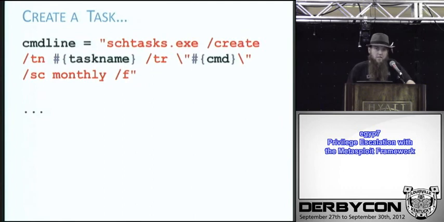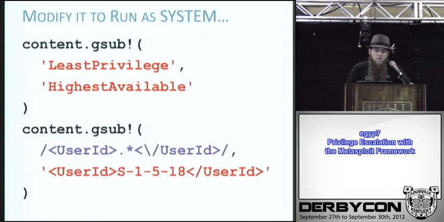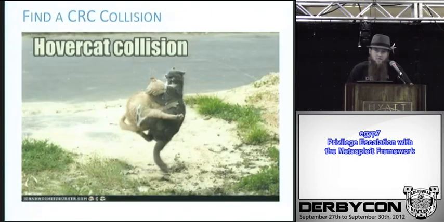schtasks.exe is the command line thingy for making tasks. So this is part of the exploit. You just create a new task with a random task name, and CMD is the thing you want it to run. And in this case, it'll be some executable. So here's the rest of the important parts of the exploit. We changed least privilege to highest available, because why not? And we changed whatever the user ID is, which will be your user ID. It'll be some SID right there. We change it to the SID belonging to anybody? Anybody? System. Thank you. And then we find a CRC collision.